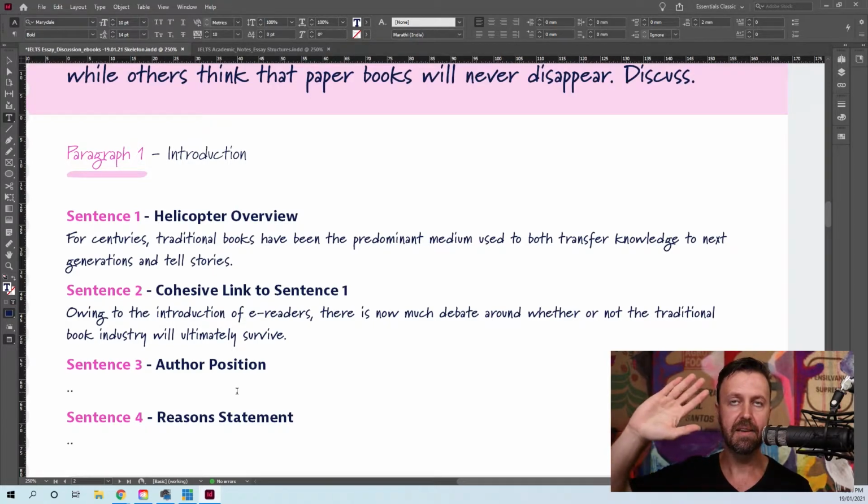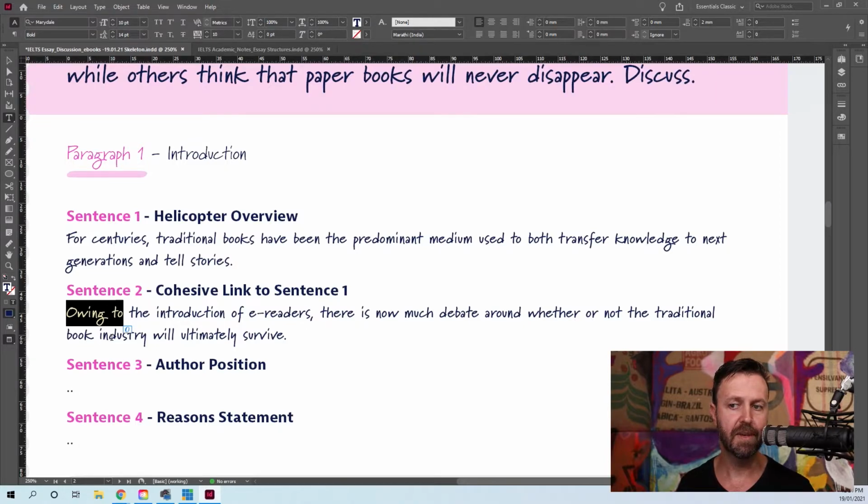So we basically say, they've been important for hundreds of years because of this, but now, owing to the introduction of e-readers, there's now a question around whether or not the whole book industry will survive into the future. A couple of key things here. I like to start my sentence 2 with owing to, because what we're basically saying is, okay, we've made our first statement, then we say, well, owing to X, in this case, owing to e-readers, there is now much debate. There is a lot of debating between different parties, yes and no. There's now much debate around whether or not this industry will survive into the future.